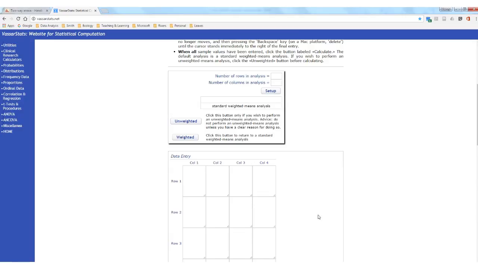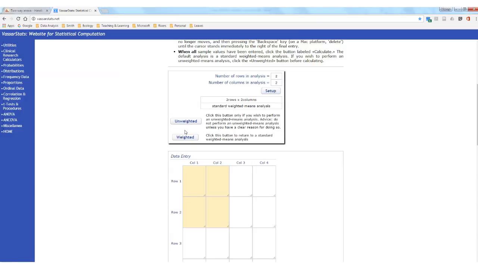So there's two levels of year, 2015 and 2016, and there's two levels of location, Manhan and Mill River. So what we need is a 2-row, 2-column setup. We're going to click on Setup.